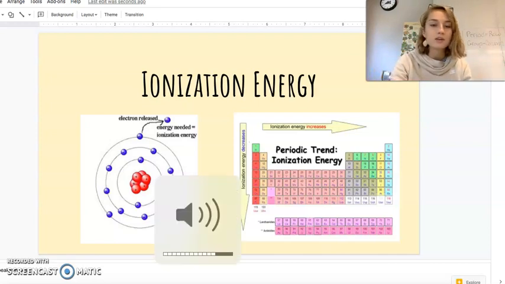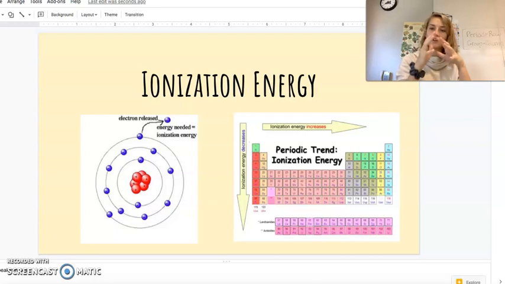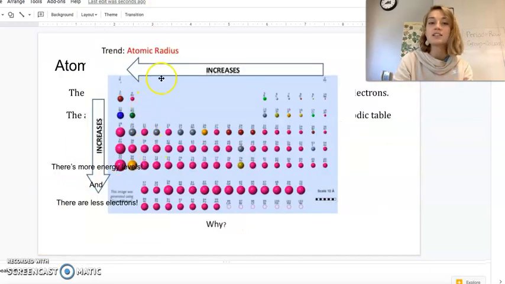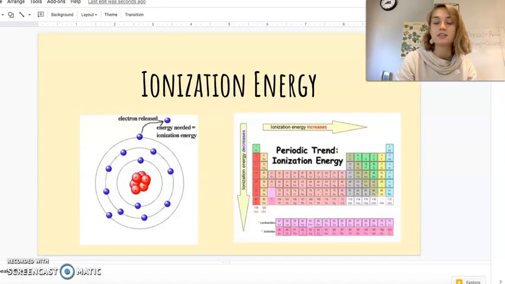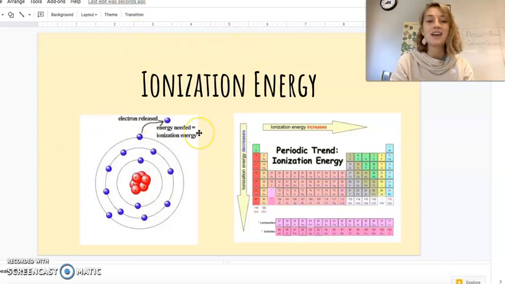All right, so last time we looked at the trend of the atomic radius, so the distance from the center of my atom all the way to the outermost electron shell. That would be my radius. And we saw that atomic radius increased as I moved down the periodic table and to the left. This time we're going to be talking about the second trend, which is ionization energy.